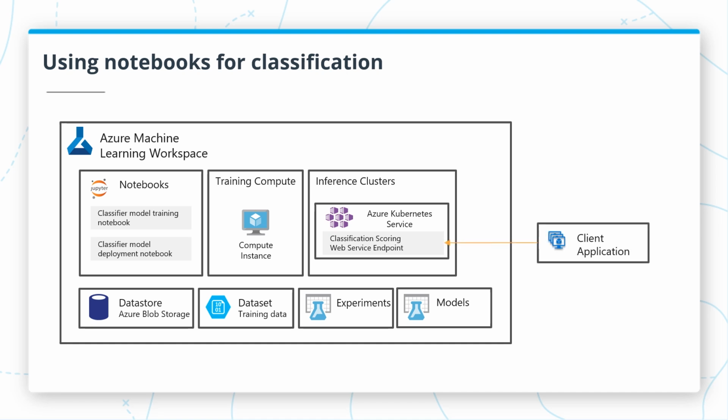Once deployed, the scoring web service handles classification of input samples arriving from the client application in the form of an HTTP request.